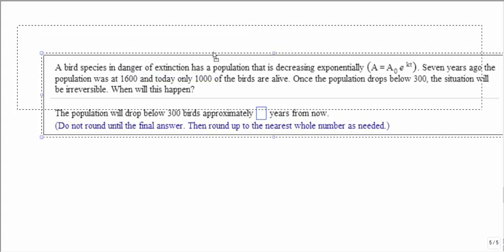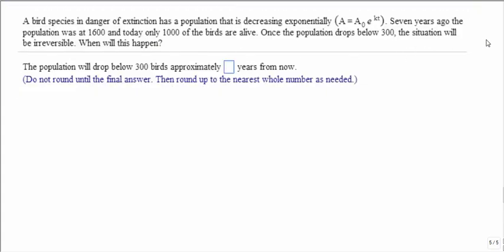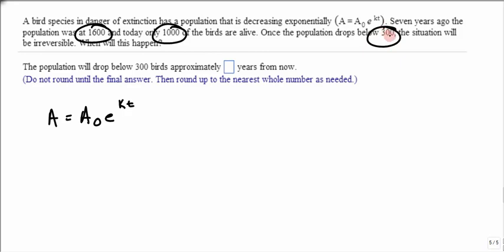So let's run through one quick problem where we're looking at exponential growth and decay. Okay, so we're given our exponential growth or decay function, A equals A naught e to the kt, and then we have a little bit of information. It says 7 years ago the population was at 1,600. Today only 1,000 of the birds are alive. So this definitely looks like a decay situation. Once the population drops below 300, the situation will be irreversible.